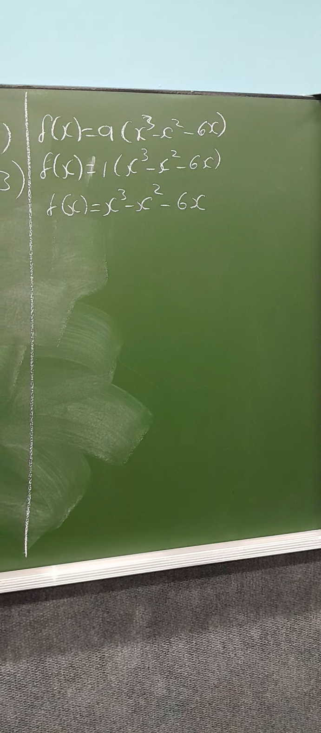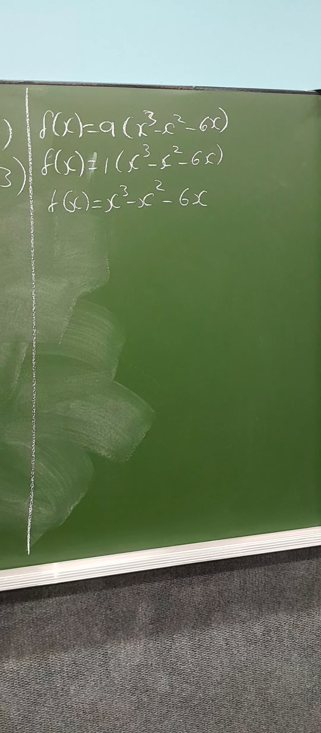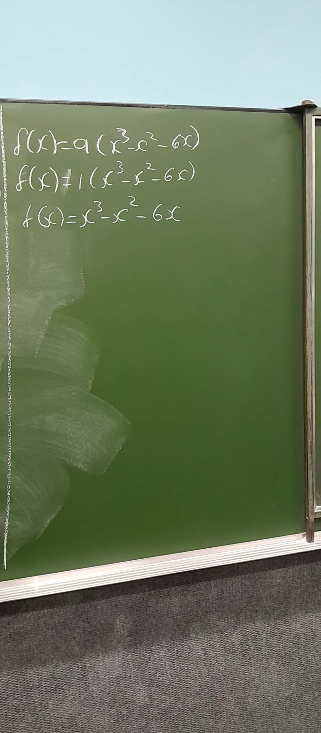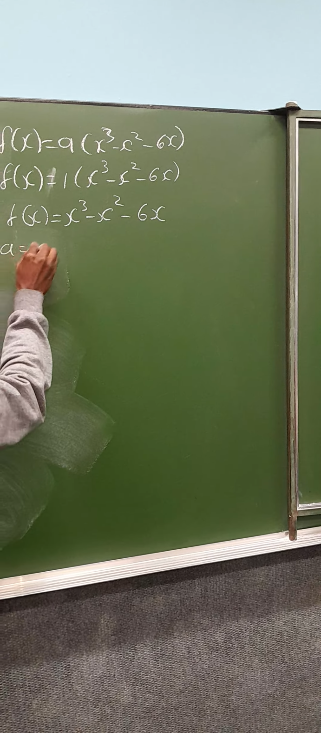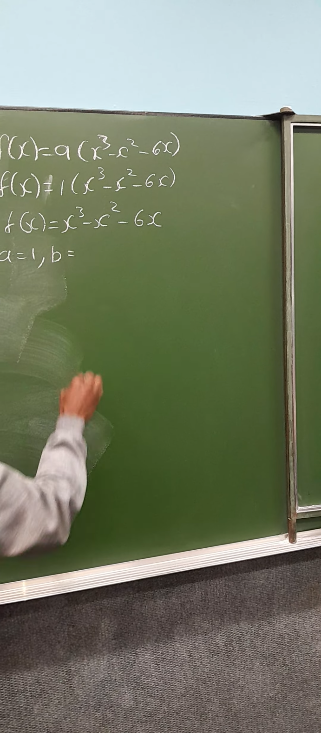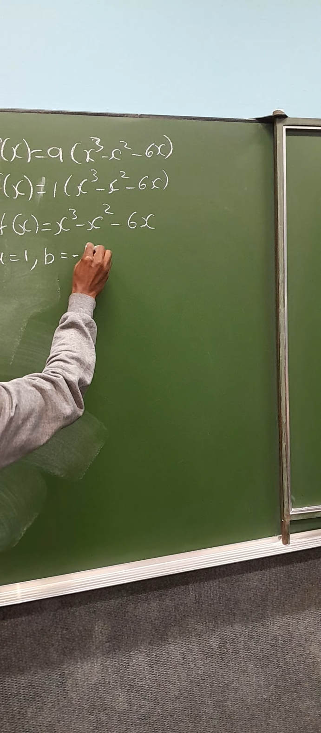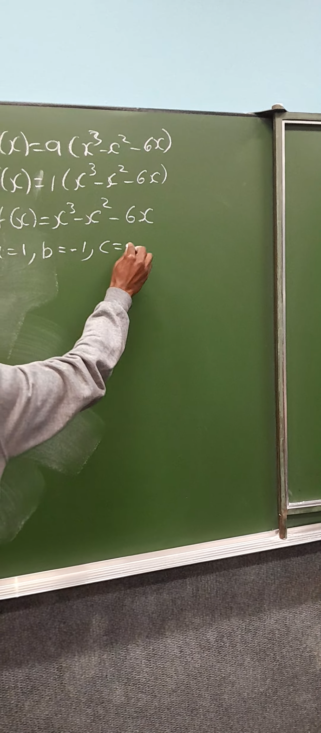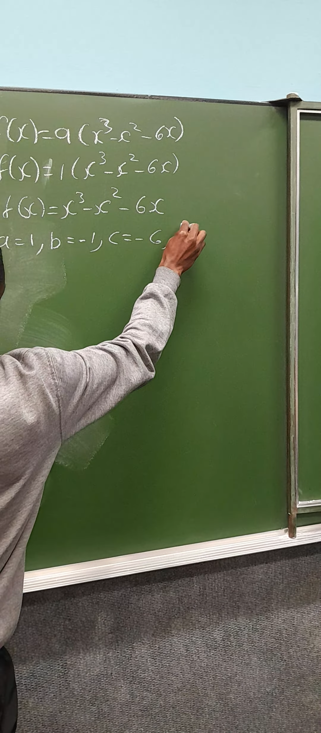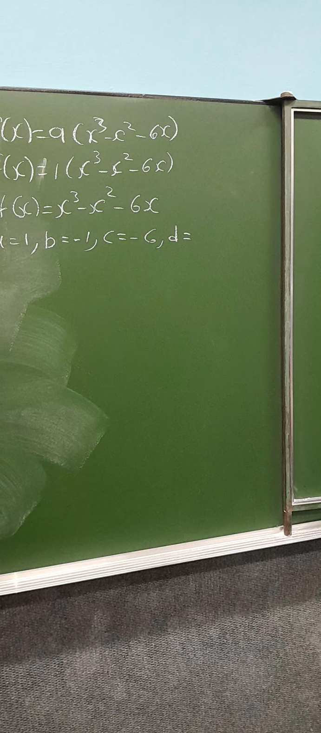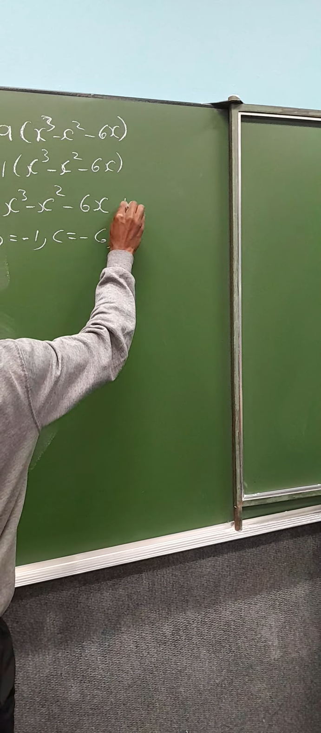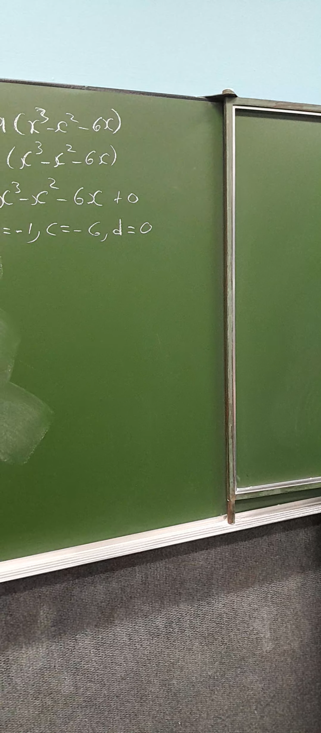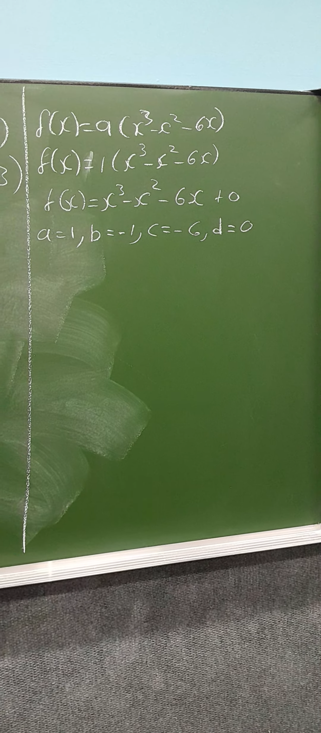So from here, since I have the value of a, I can find b, c, and d. The value of a is 1, the value of b is the coefficient of x squared, that's going to be minus 1, the value of c is the coefficient of x, that's going to be minus 6, and the value of d is the constant. And if you check, we don't have a constant, so that means it's plus 0, so d is just going to be 0. So now this is going to be our final answer.